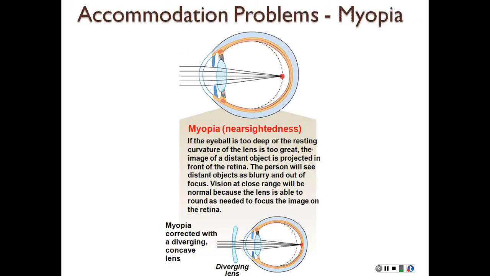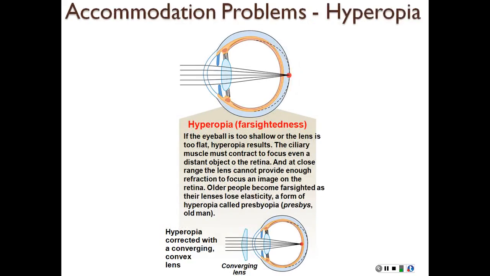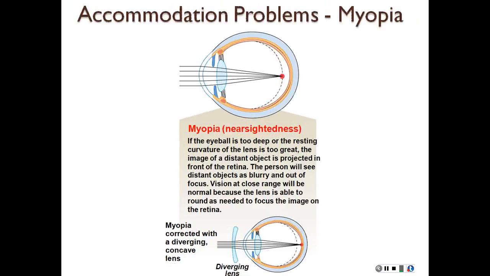Okay, so the difference between nearsightedness and farsightedness. First, know that nearsightedness is myopia, and farsightedness is hyperopia. So what's the difference? If a person is myopic, that means what?